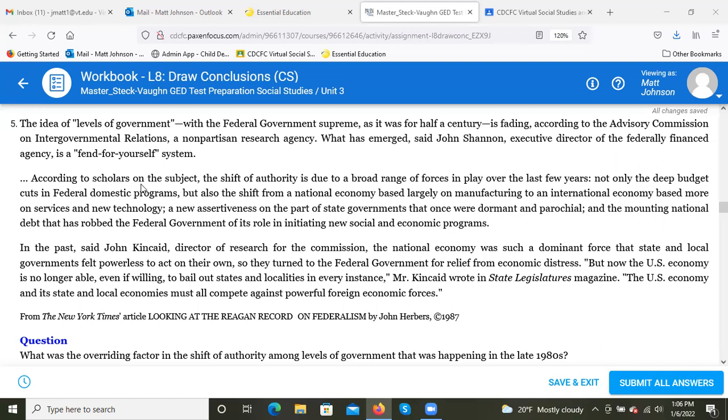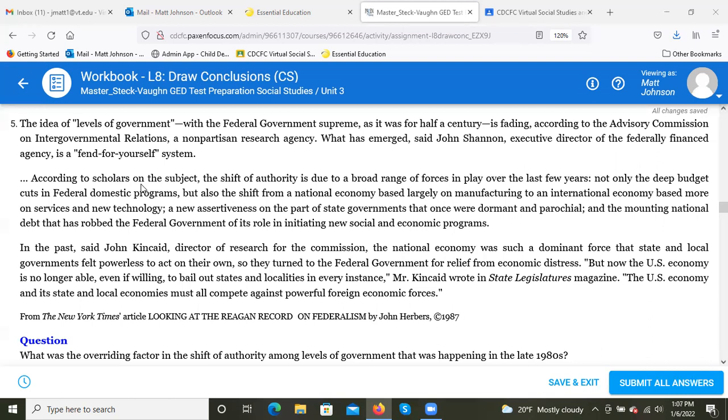In the past, said John Kincaid, Director of Research for the Commission, the national economy was such a dominant force that state and local government felt powerless to act on their own. So they turned to the federal government for relief from economic distress. But now the U.S. economy is no longer able, even if willing, to bail out states and localities in every instance. Mr. Kincaid wrote in State Legislatures magazine, the U.S. economy is its state and local economies, and local economies must all compete against powerful foreign economic forces.